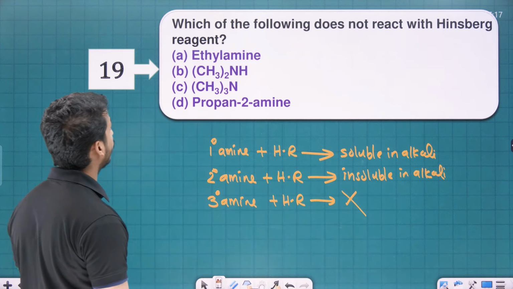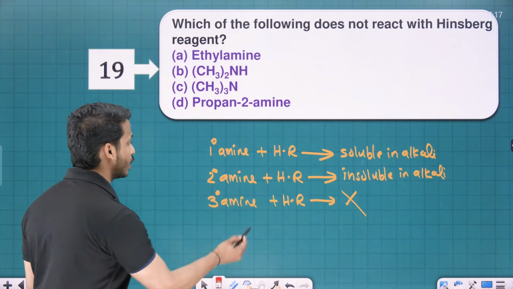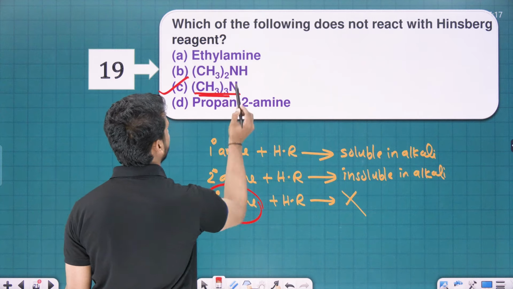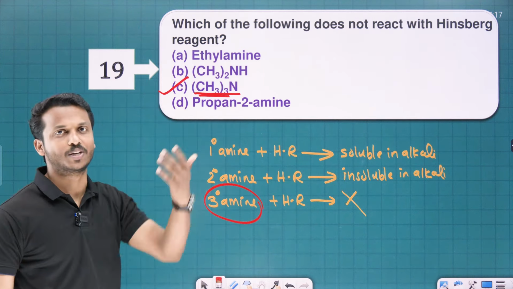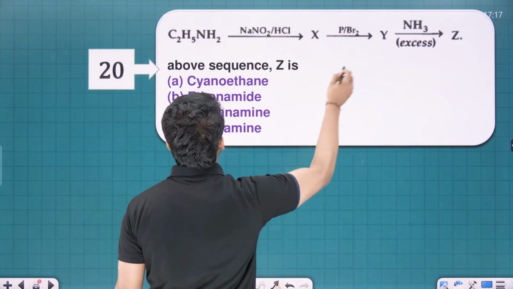So the question: which of the following does not react with the Hinsberg reagent? They are asking which is a tertiary amine. Which is a tertiary amine? C, because it contains N alone, connected to three methyl groups, so it's a tertiary amine. That's it. Question 20 above: what is Z?